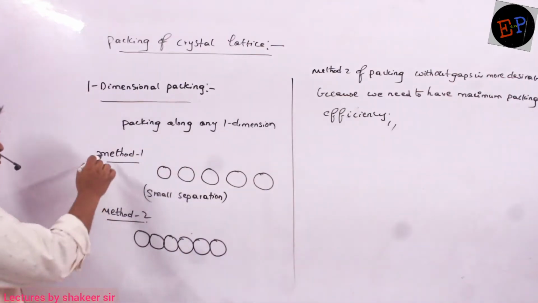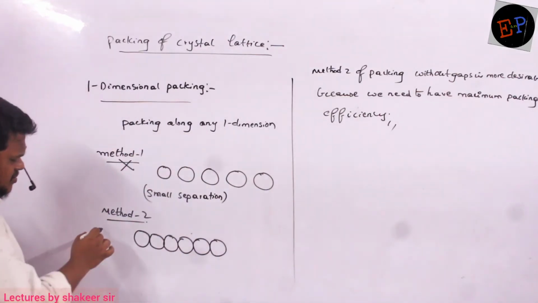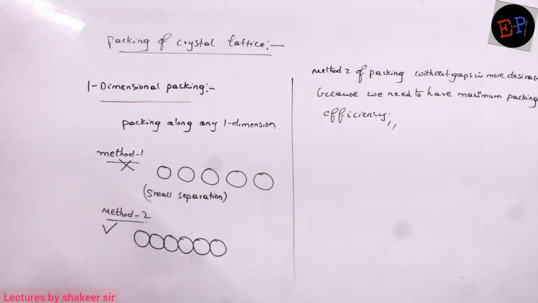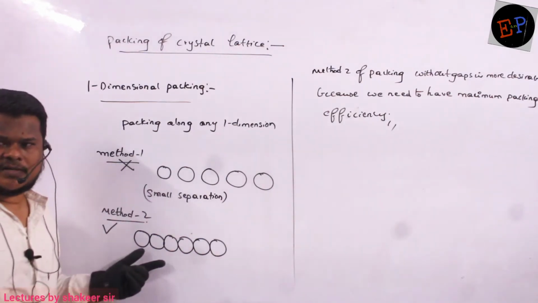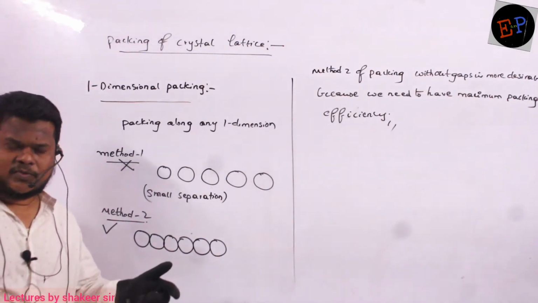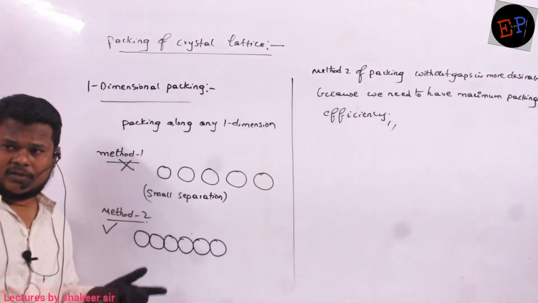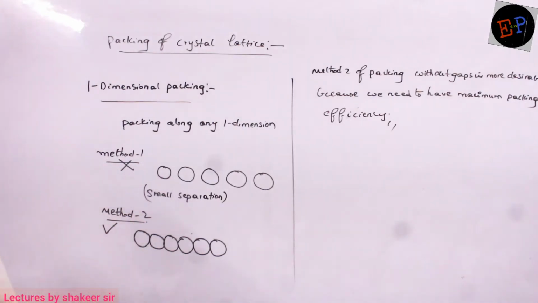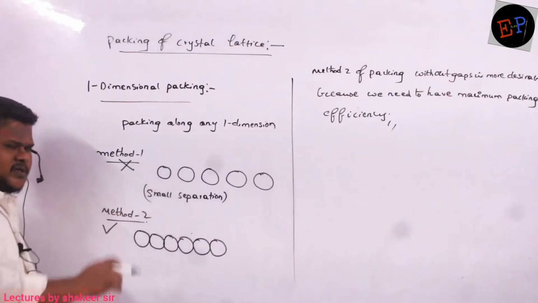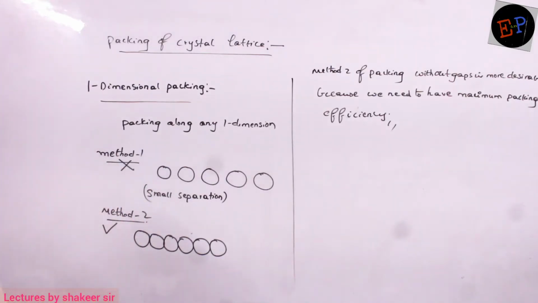So instead of packing like this, if this is the packed structure, then this one is more desirable, because in the same amount of space, more atoms can be packed. So this is the more desirable quantity. So this is about one-dimensional packing.